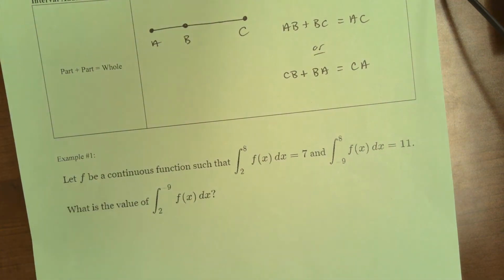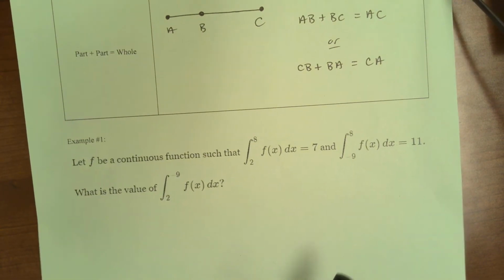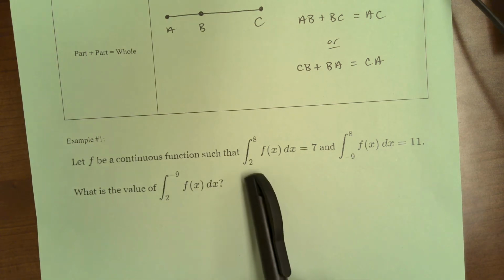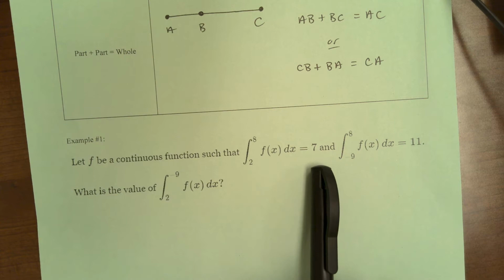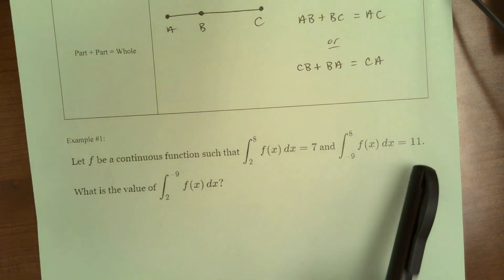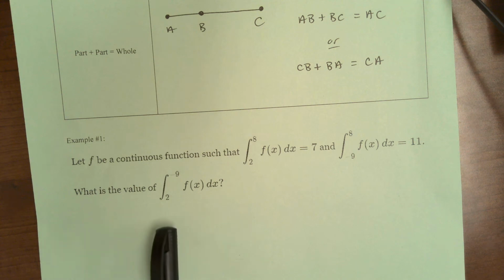So example one, we're going to do two examples. Let f be a continuous function such that the integral from 2 to 8 of f of x is 7. The integral from -9 to 8 of f of x is 11. What is the value of the integral from 2 to -9 of f of x?